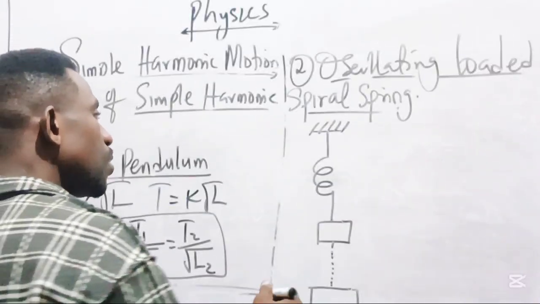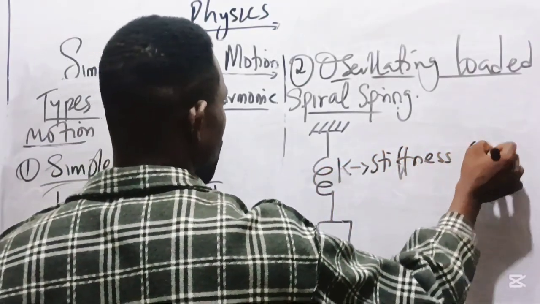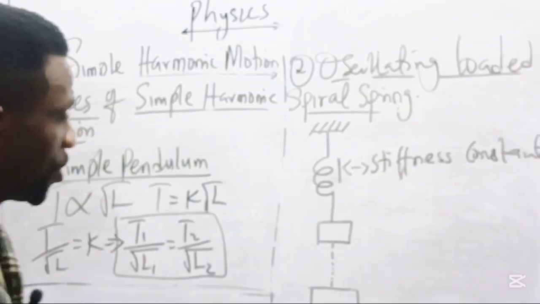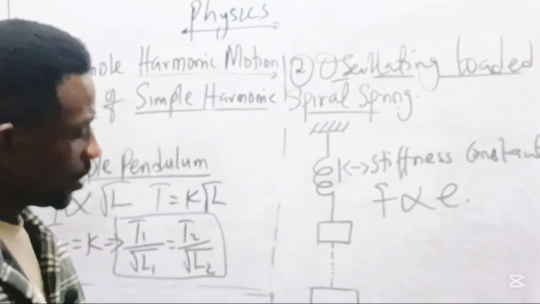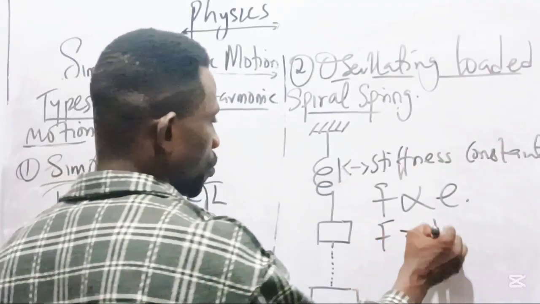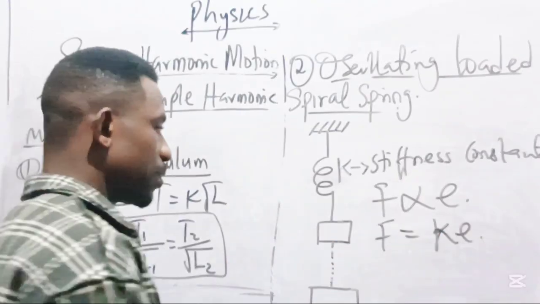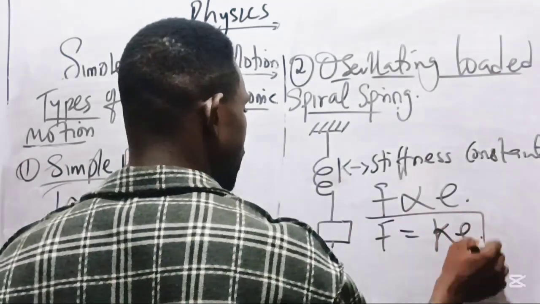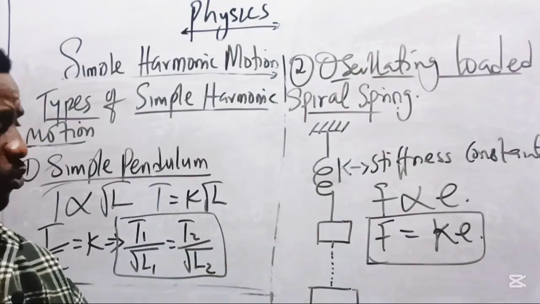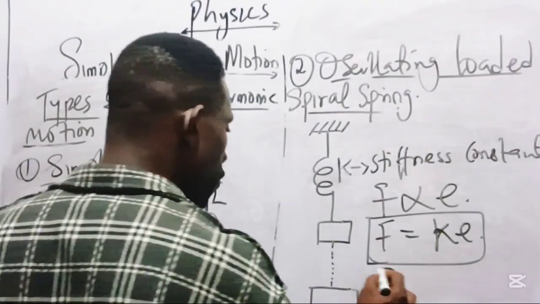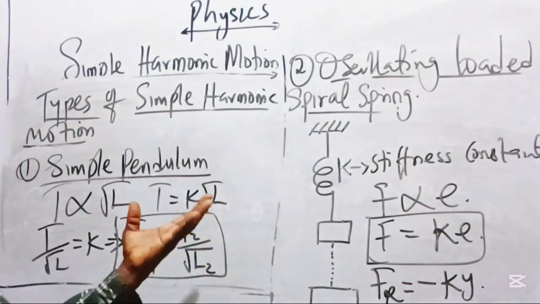We have k here, which is the stiffness constant, and it is constant for every elastic material. The force is directly proportional to the extension. As you increase the force, the extension increases, so that force is equal to ke. If it is stiff, you add more force to get a larger extension. That is stiffness, k, from the spiral spring. Now, how do we apply it to simple harmonic motion? If you tap it, it will go up and down, to and fro, so the restoring force will give us negative ky, because it's along the y axis.